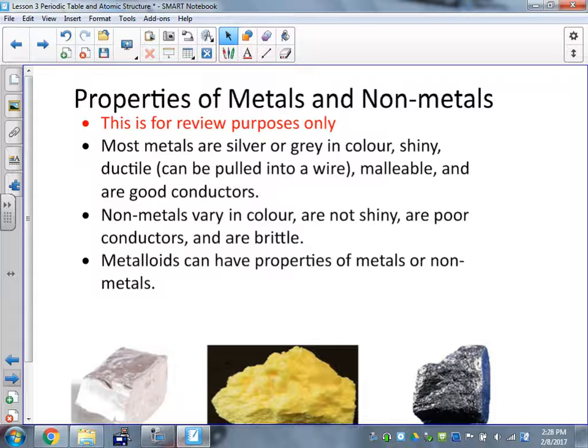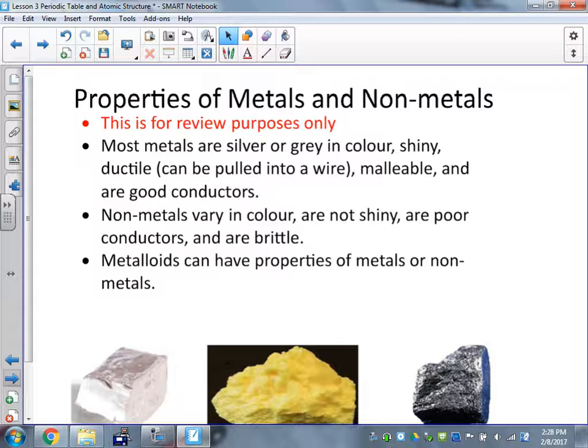Okay, so metals can be malleable. They're good conductors. And this is just for review, so I'm not going to ask you about this. This is actually something I'm going to ask you in Chem 20 rather. Non-metals vary in color. They're not shiny. They're usually dull, usually brittle, and are poor conductors. Metalloids have properties of both because, of course, they are kind of both.